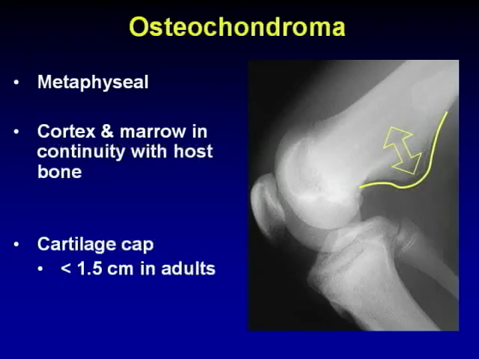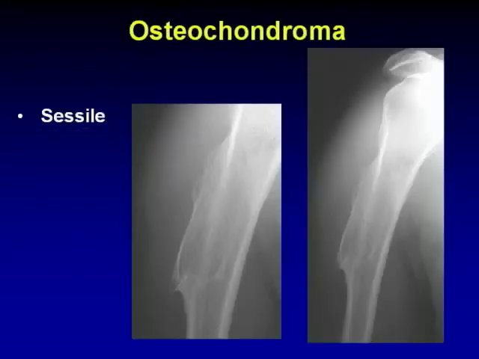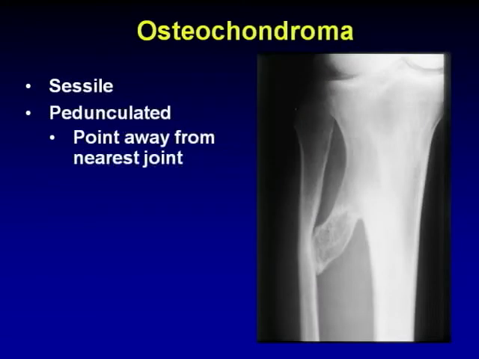Osteochondromas are actually quite common, typically affecting the metaphysis of long bones. We look for the cortex and the marrow being in continuity with the underlying host bone. We note that in uncomplicated osteochondromas, the cartilage cap is less than 1 to 1.5 centimeters in adults. Osteochondromas can be described as sessile or broad-based, as we see here. They also may be described as pedunculated, in which case these osteoexcrescences will point away from the nearest joint.